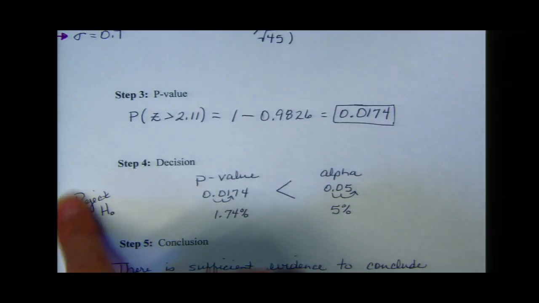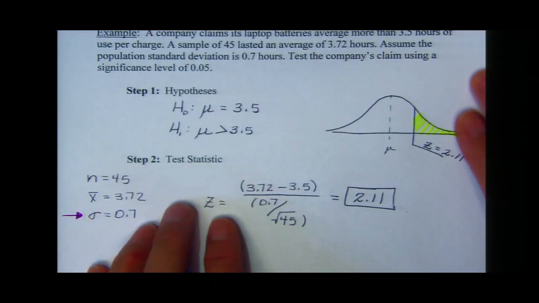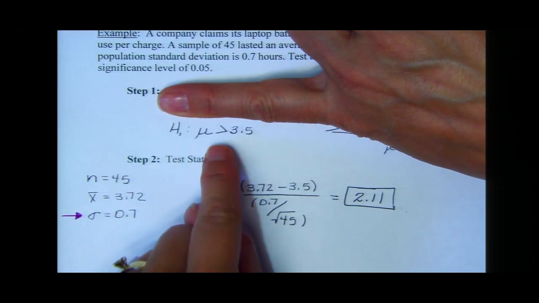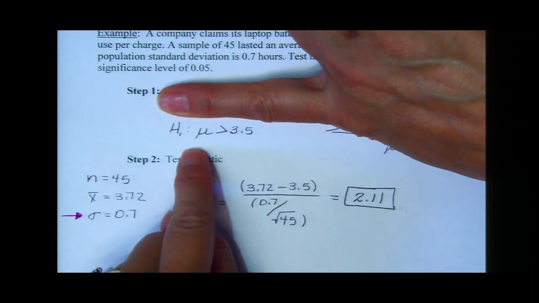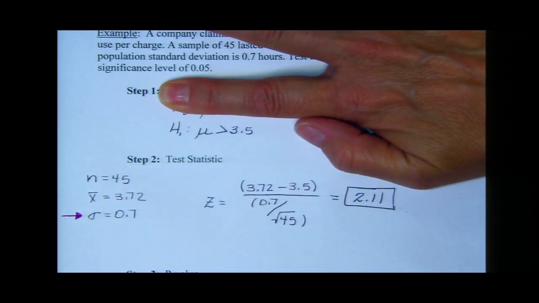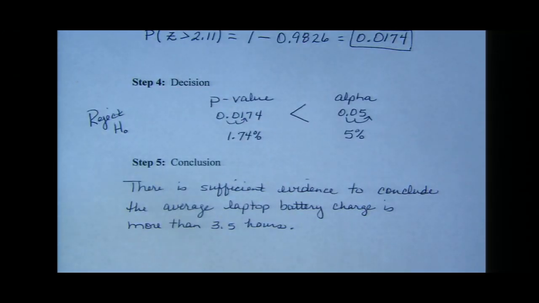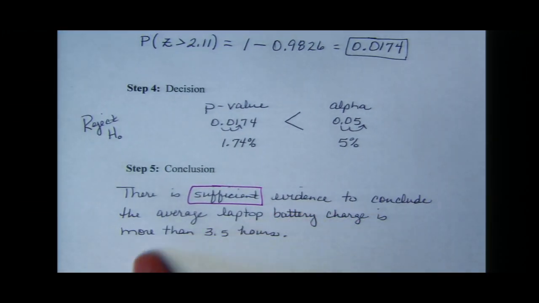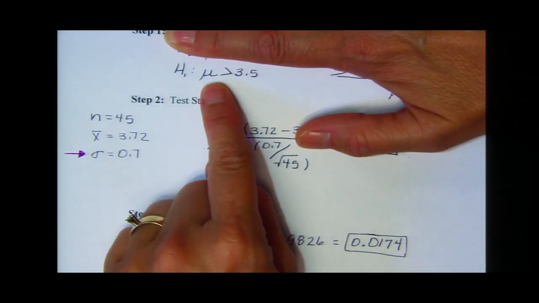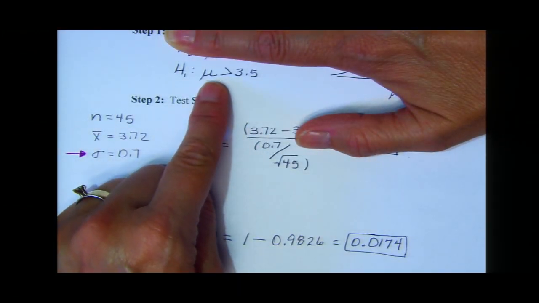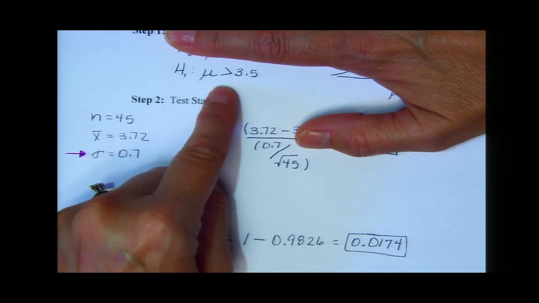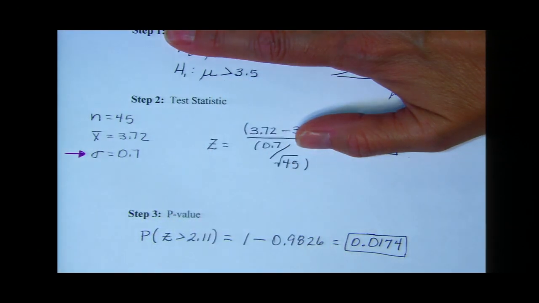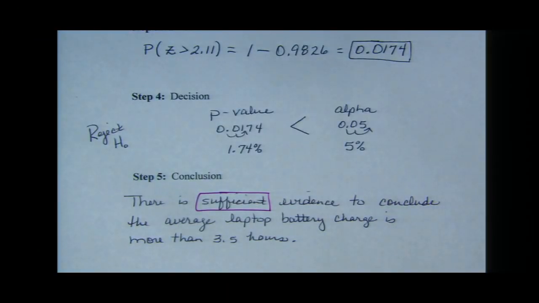Now, let me point a few things out. Because we rejected, what reject tells me is I reject the null and I conclude the alternate. So I have sufficient evidence to conclude that it is changed to the alternate. So my conclusion, the keys are sufficient evidence, and then the information that follows is just basically explaining the alternate. We have sufficient evidence to conclude the average laptop battery charge is more than 3.5 hours. So that's how that conclusion is written.